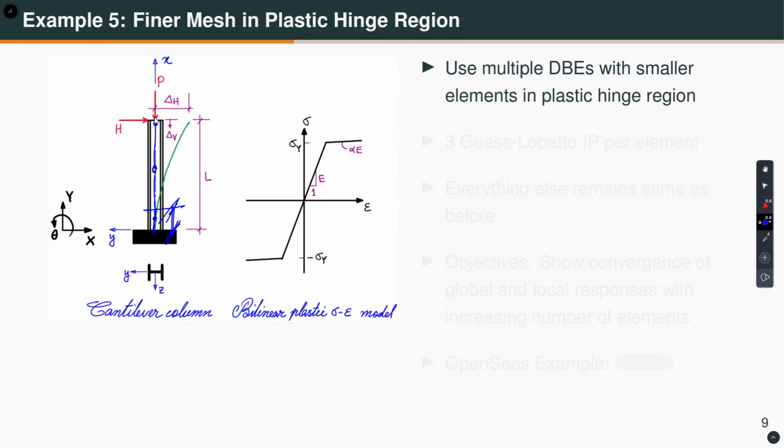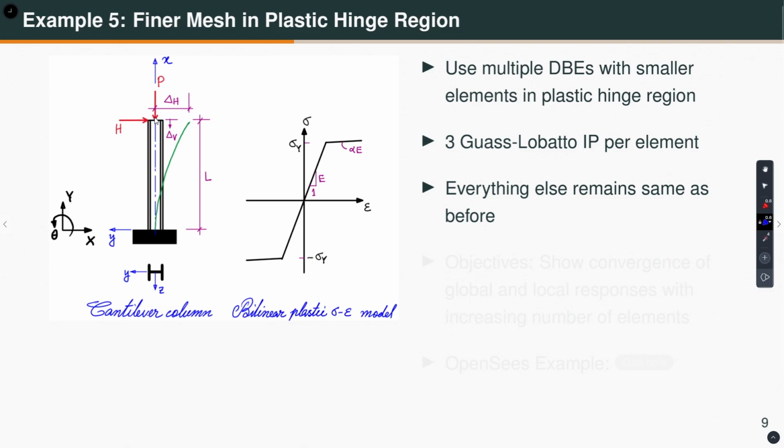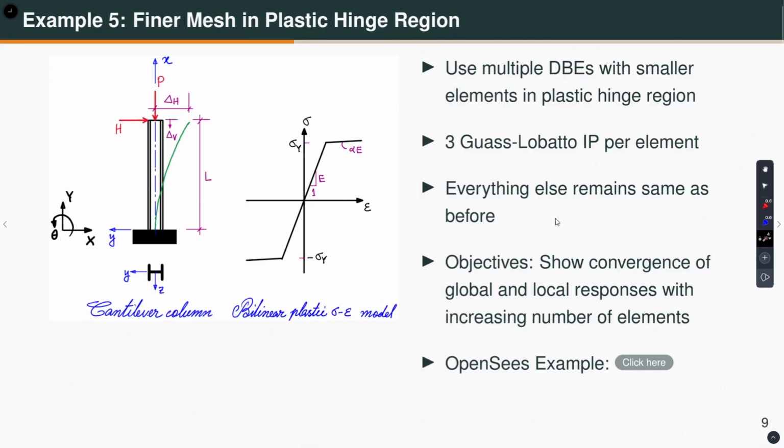It does not mean that this is how you have to do it, but I am just trying to make some points, okay. The other thing, we will use Gauss-Lobatto integration points as before, 3 Gauss-Lobatto, and everything else remains the same as before. And again, we will show the convergence of global and local response with increasing number of elements, okay. In the previous case, I discretized this with elements having the same length. Now I am saying I will do a finer discretization here at the base where the plastic hinge is forming, and then a coarser discretization everywhere else.